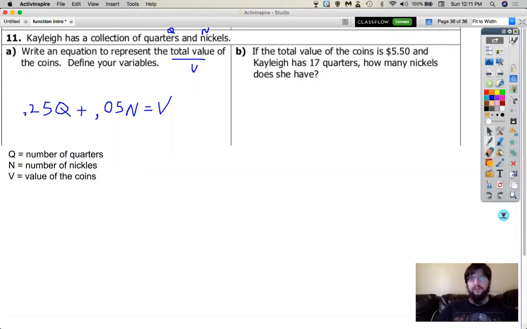The total value of the coins is $5.50. Kaylee has 17 quarters. How many nickels does she have? Plug in the values. 0.25 times 17 plus 0.05 times N equals 5.50. This time I will use a calculator.